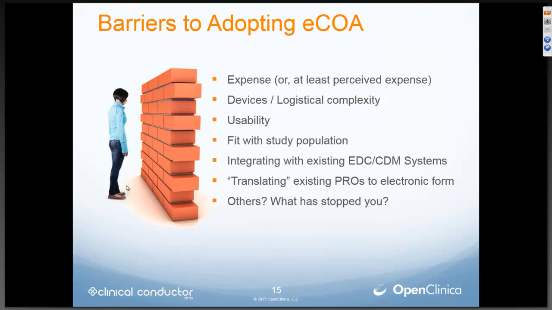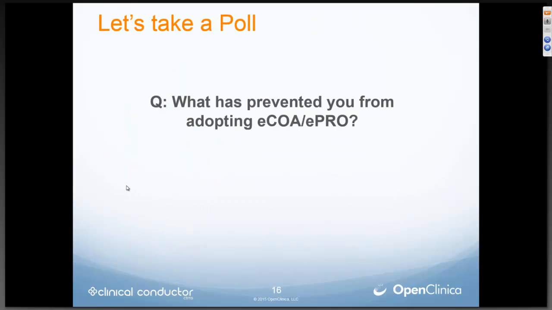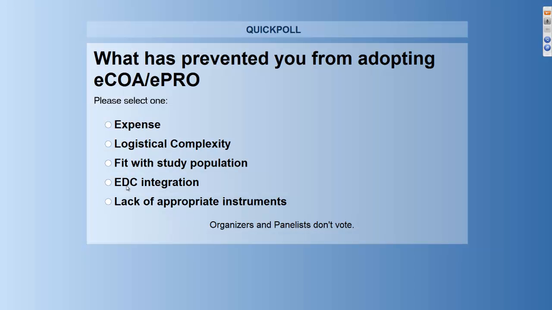So these are some of the barriers to adopting eCOA, and what we'd like to do now is take another quick poll to see which of these may have prevented you from doing this in the past. So our poll question, and you'll see the poll pop up here on your screen, is what has prevented you from adopting eCOA or ePRO? So we'll take a few seconds to let people respond to the poll, and we'll see what the results are.